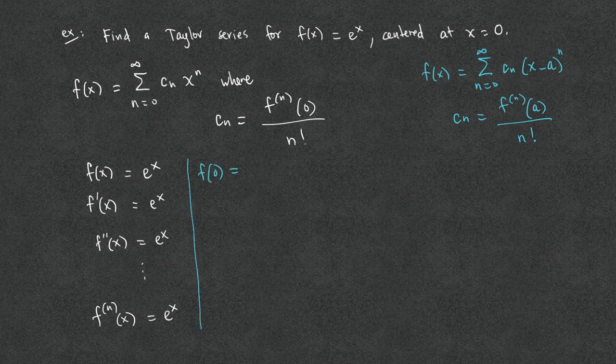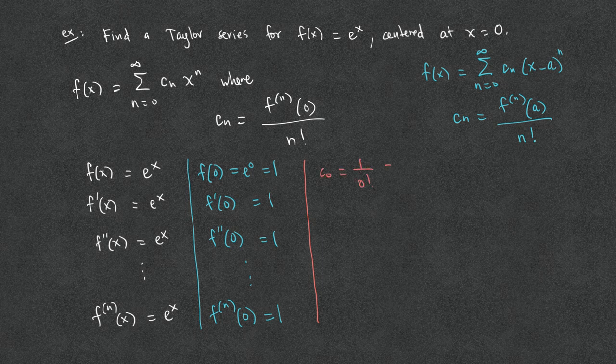f of 0 is e to the 0, which is 1. f prime of 0 is 1. f double prime of 0 is 1. And the nth derivative at x equal to 0 is 1. Therefore, c sub 0 is 1 over 0 factorial, which is 1. c sub 1 is 1 over 1 factorial, 1. c sub 2 is 1 over 2 factorial. c sub n is 1 over n factorial, where the numerator is the nth derivative evaluated at x equals 0.